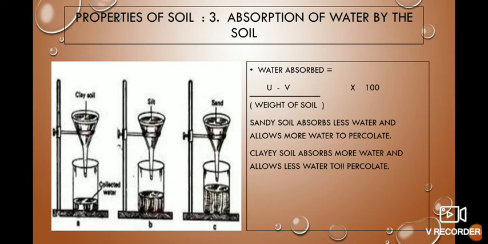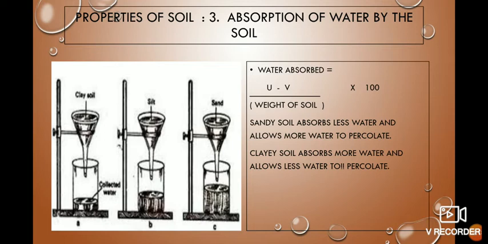So this is how you do this experiment. You take about 50 grams of soil sample. You can take a clay sample, a silt, or a sand, but all of them should be of equal weight. We have taken 50 grams of soil. You weigh it and take it. Then you take a funnel, spread a filter paper on the funnel, and pour the soil on it.